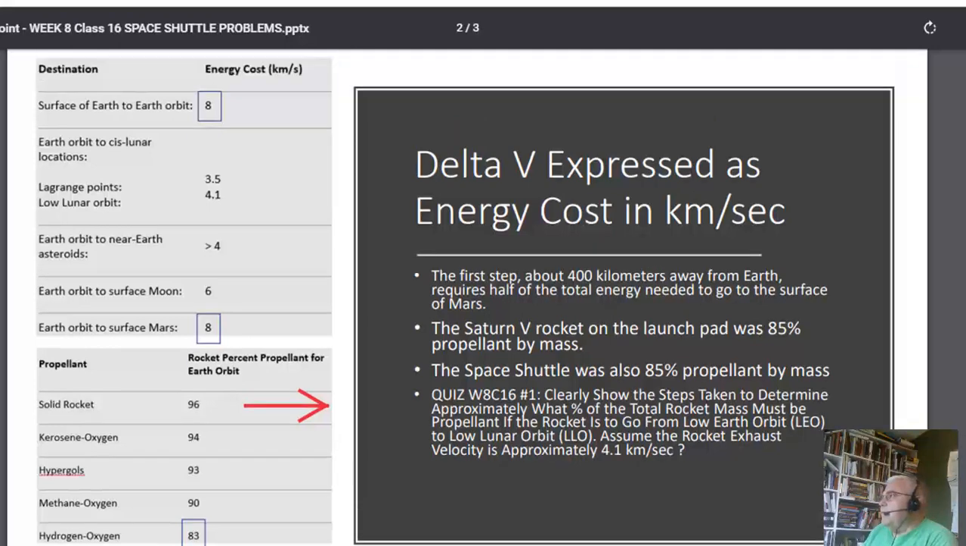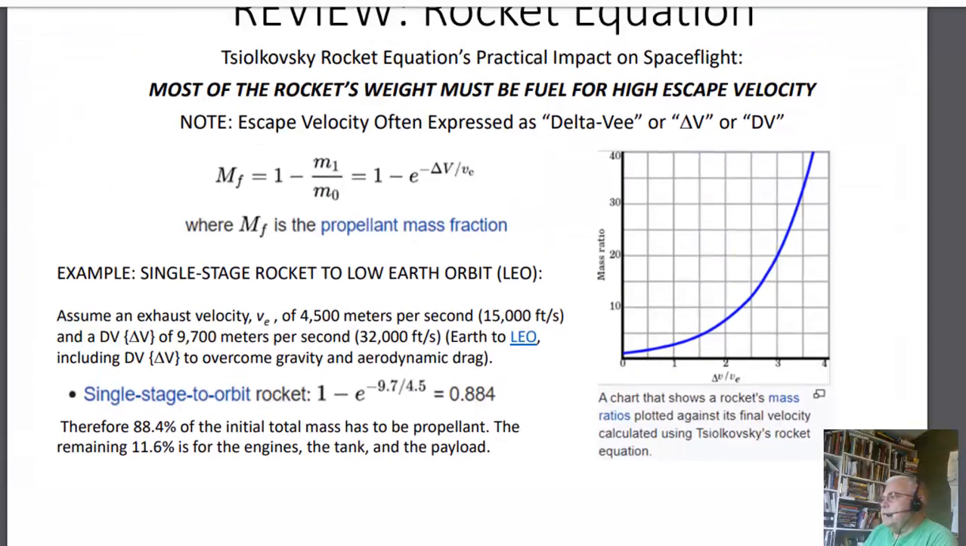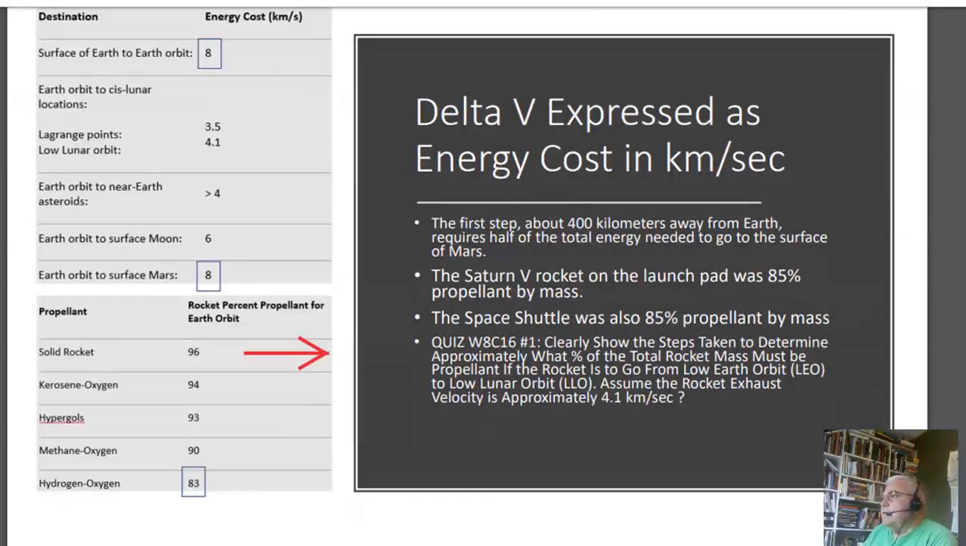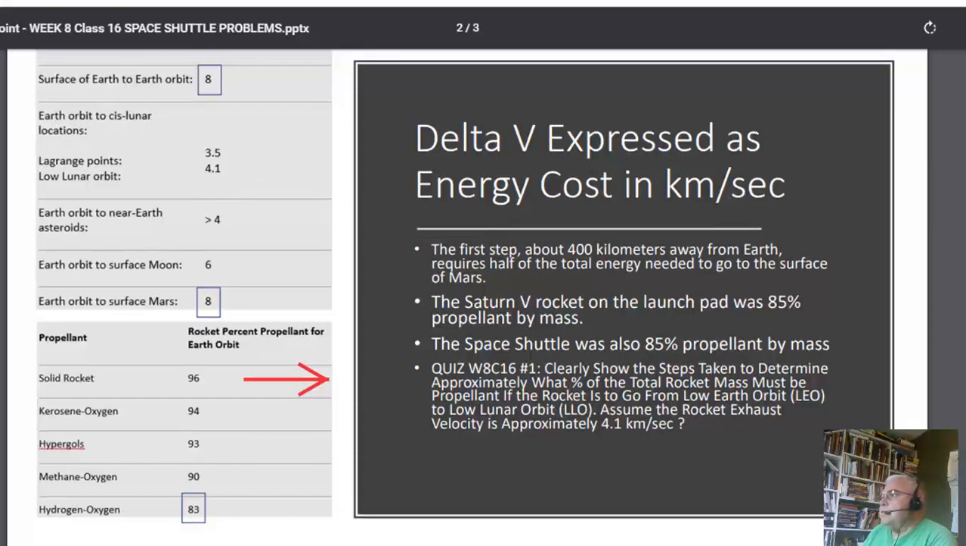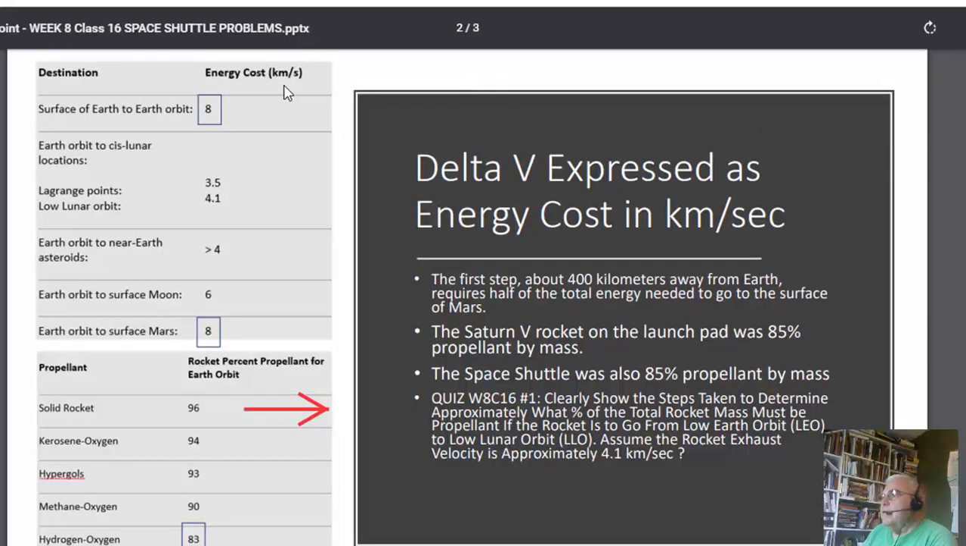Well, we might remember from Tsiolkovsky's equation that the two velocities are the delta V we need to get to and the exhaust velocity. So we've got the exhaust velocity. The first step is to find out the delta V we need to get to. And that comes from this column right here. We can see that the low Earth orbit to low lunar orbit looks like 4.1, and I think that's kilometers per second. Yeah, kilometers per second also.